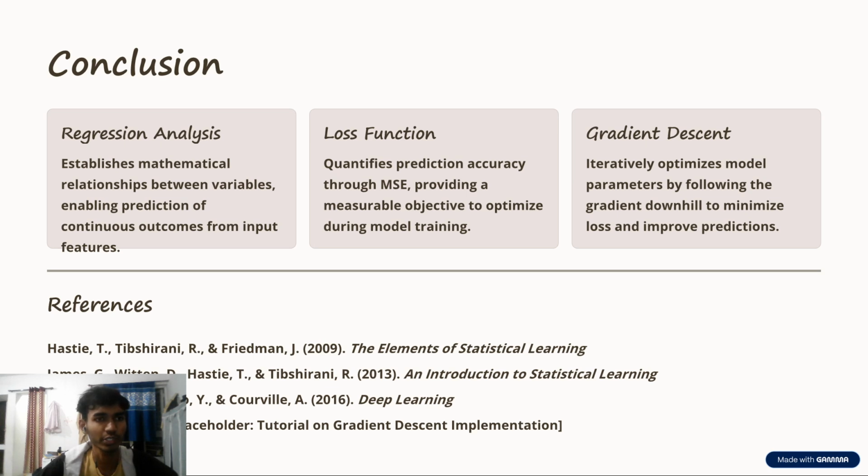Talking about the conclusion. Regression analysis establishes a mathematical relationship between variables, enabling prediction of continuous outcomes from input. The loss function quantifies prediction accuracy through MSE, providing a measurable objective to optimize during model training. Gradient descent iteratively optimizes model parameters by following the gradient downward to minimize loss and improve prediction.